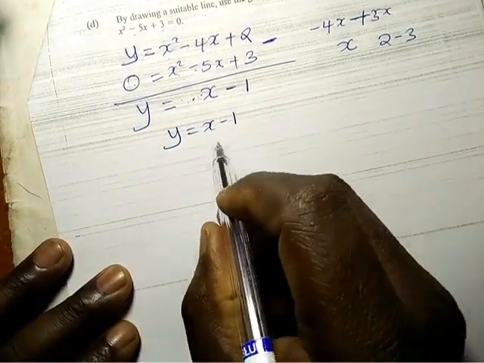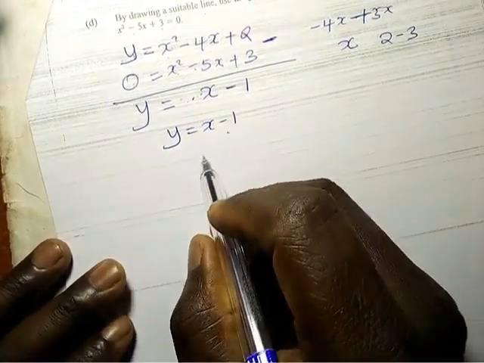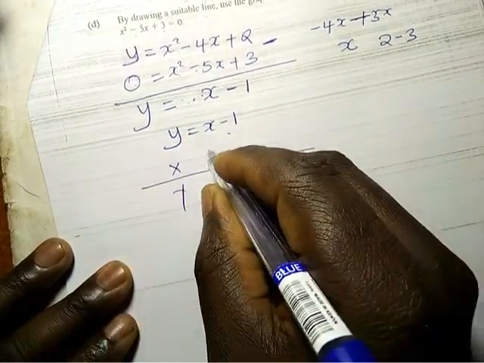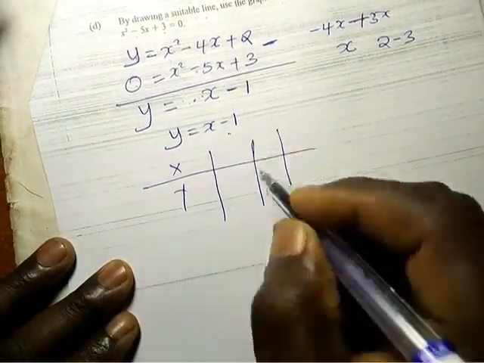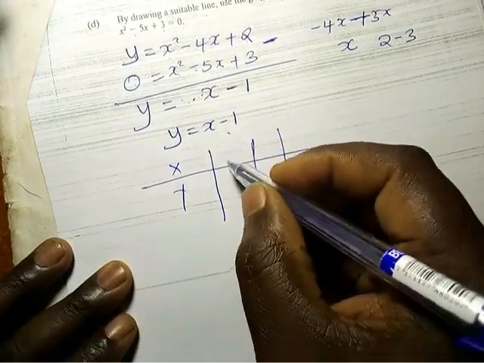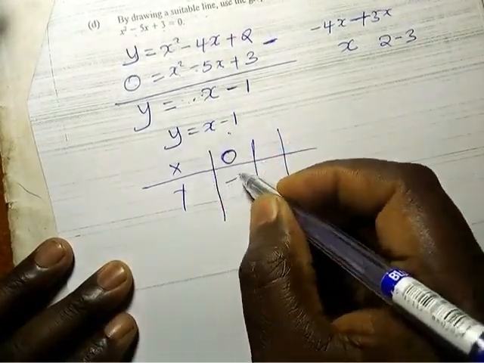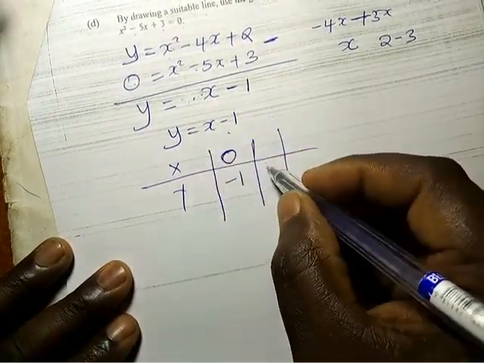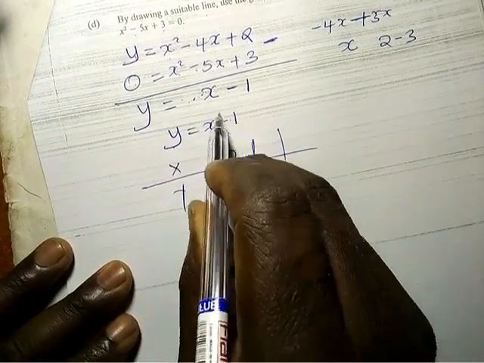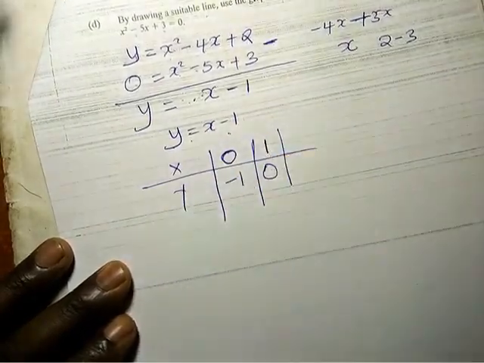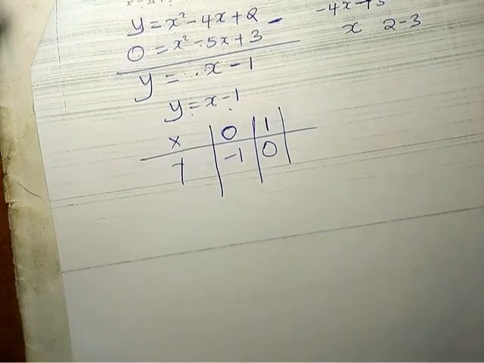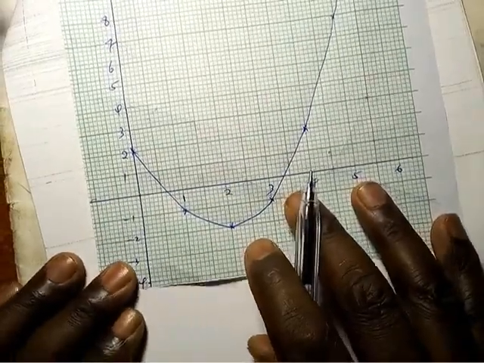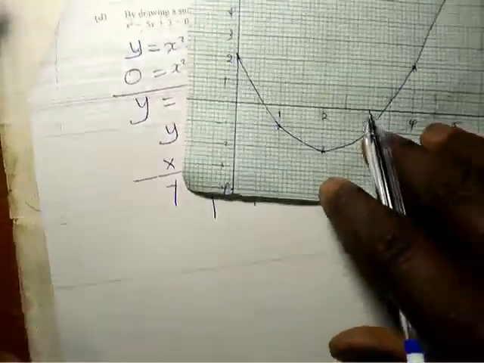Now this is what we use to draw the equation. To draw the line, we put x, y, look for the values, and draw the equation. So we can say when x is 0, y is negative 1. Okay? What if y is 0? When y is 0, x will be 1. So we will use those two values to draw a suitable line on our graph here. So we are going to draw a line here, and we are going to use these values.